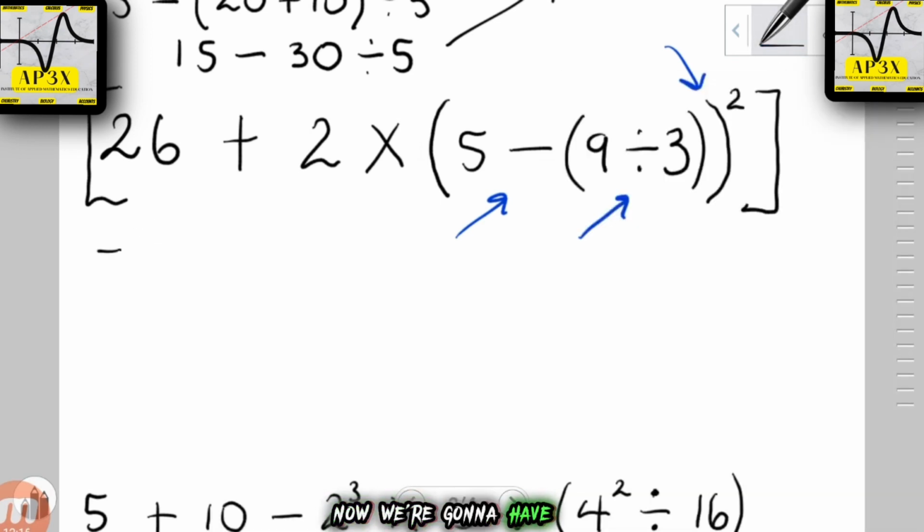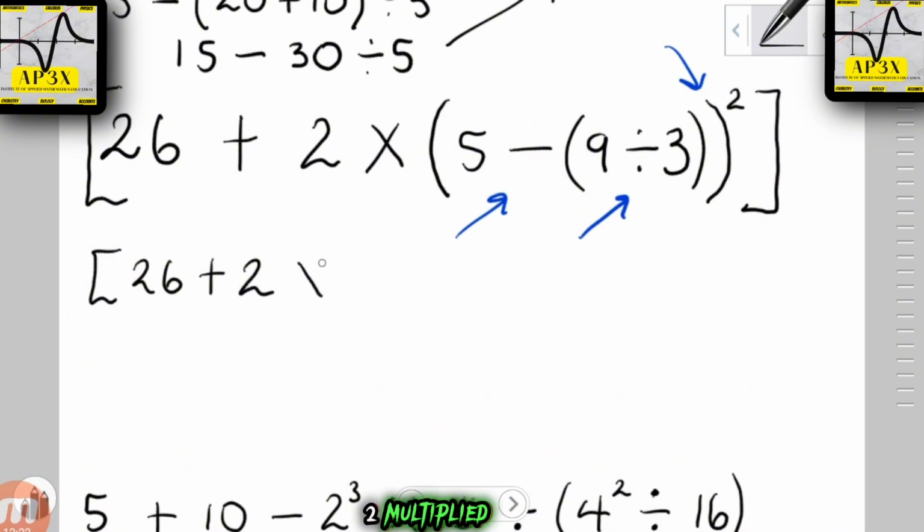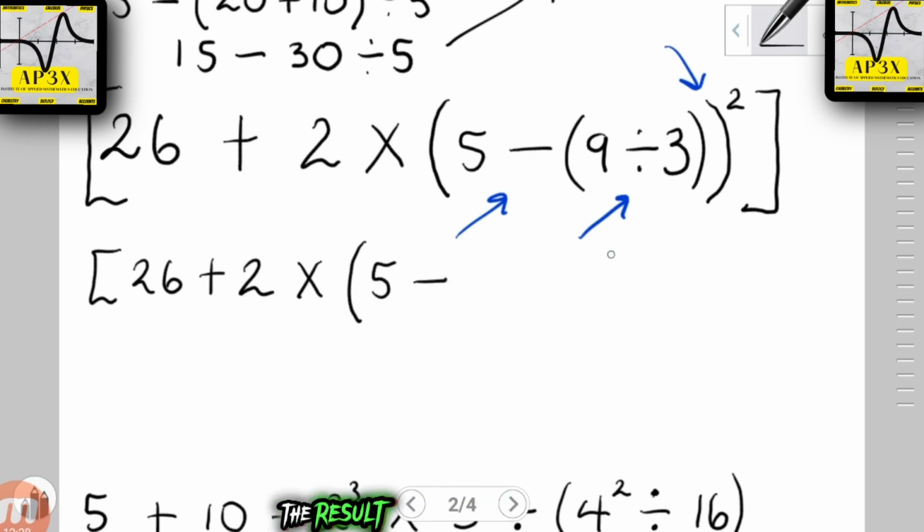Now we're going to have open bracket here, 26 plus 2 multiplied by open bracket 5, take away the result of that inner bracket, which is going to be 3. So 9 divided by 3 is 3. This is now gone, so we have the result here. We're going to put our outer bracket here and put our square bracket like that.